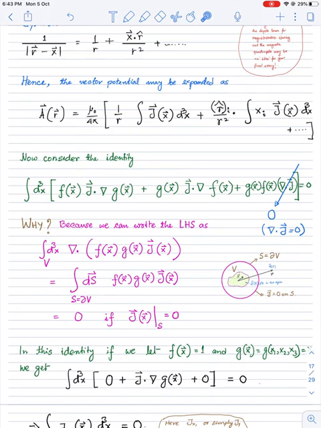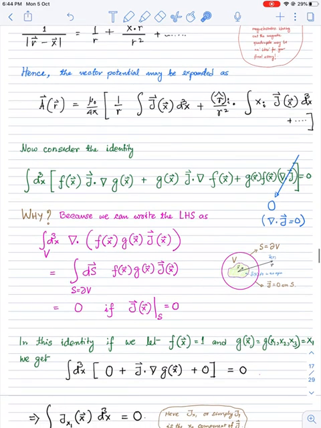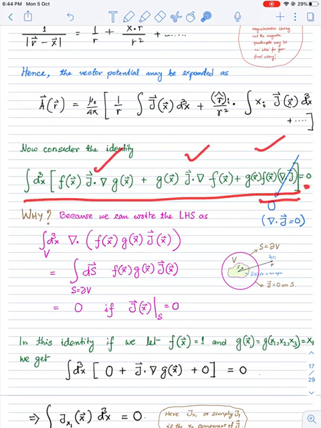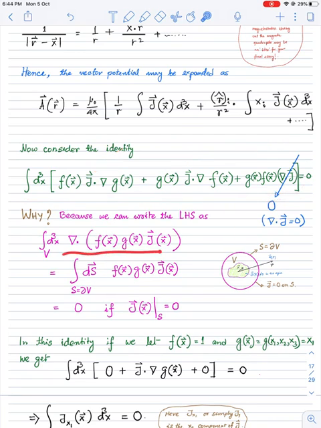The first thing that we notice about this term is the volume integral of J that we have to perform. In order to simplify this first term, we consider the following identity. This identity says that the volume integral of this whole thing, three terms, 1, 2, 3, should be equal to 0. That is an identity.